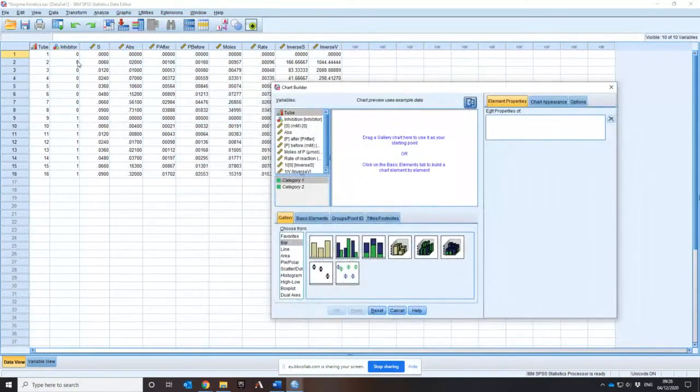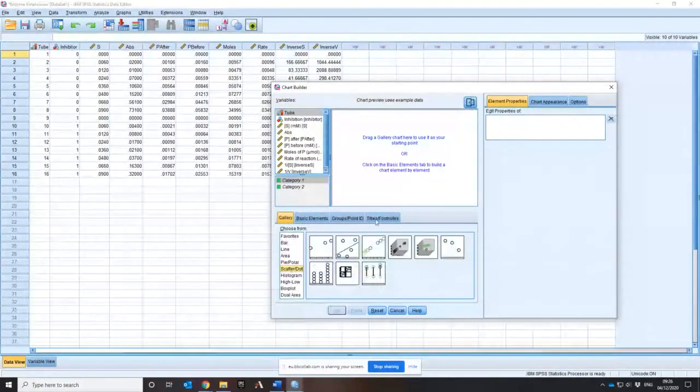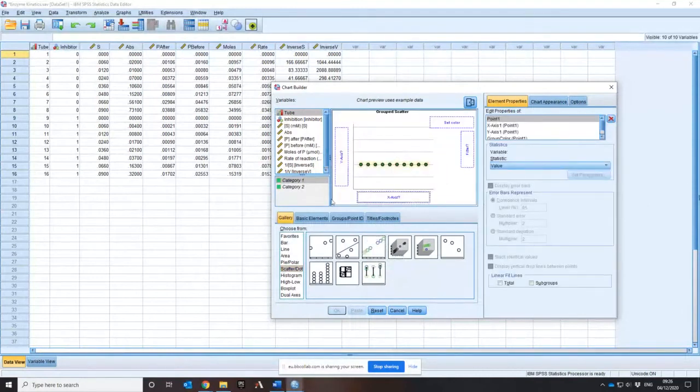Now the other thing that I've added here is a column which says inhibitor or not. So I've used inhibitor as a categorical variable, 0 meaning there isn't any inhibitor, 1 meaning there is. So what I want to do is a scatter plot. I'm going to do one of these which has group scatter, so it has multiple colors, because I've got two different groups within my charts that I want to consider.